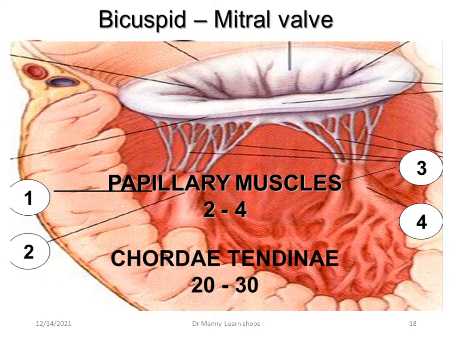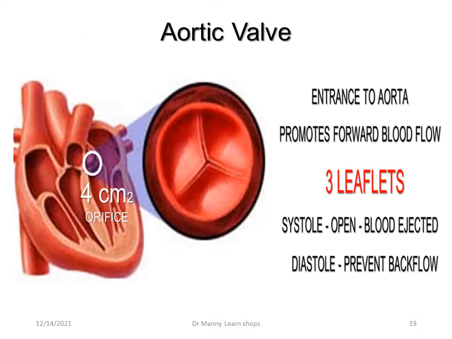The mitral valve, as I said, has about 2 to 4 papillary muscles and about 20 to 30 chordae tendineae. The aortic valve, which seems to be the most problematic as we get older, is the entrance to the aorta, and it promotes forward blood flow. There are 3 leaflets, and it has an orifice of about 4 square centimetres. It opens during systole when blood is ejected, and it closes during diastole to prevent backflow.